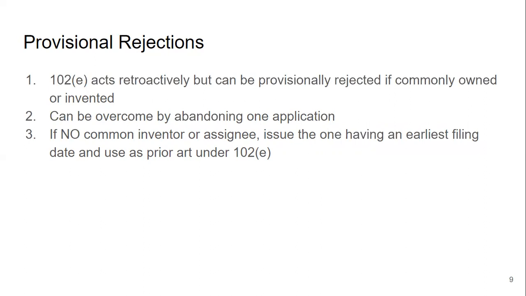So provisional rejections occur if maybe there are two applications that are claiming the same thing. And so you can make a provisional rejection, or patentably indistinct, where the filing date of one preempts the other. It's saying, hey, just so you know, this issue is coming up. We see that it's commonly owned. You need to fix this in some way.